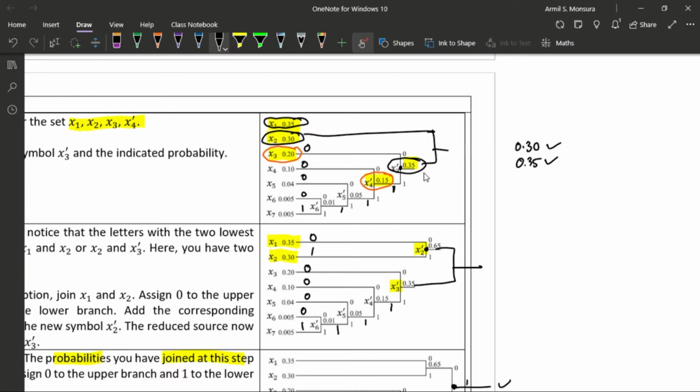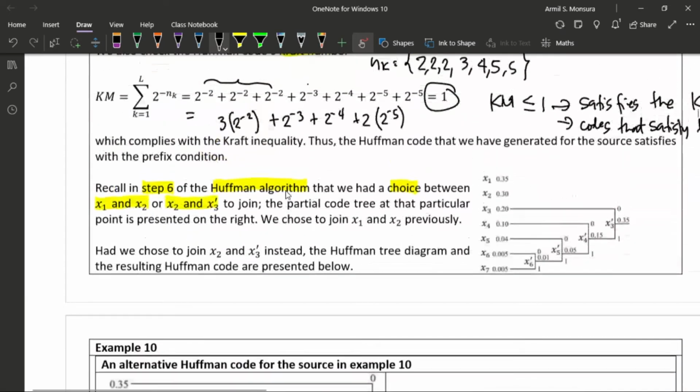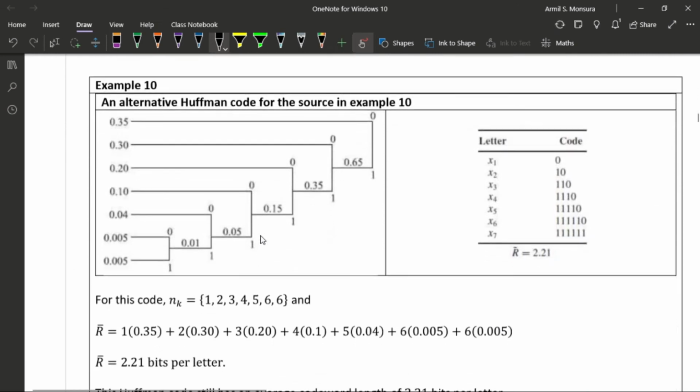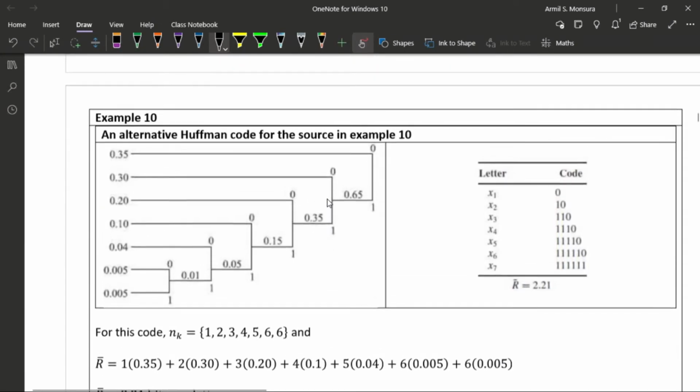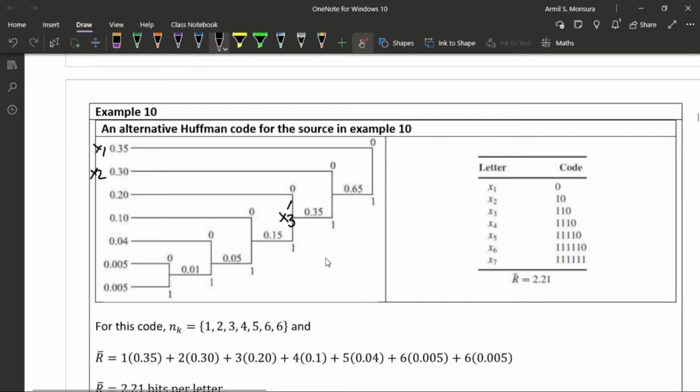So we have chosen to join X1 and X2, that is why our code turned out that way. Now, what if we do the second option? Let us try to synthesize the code using the second option. In this case, this will be our alternative code. If you join X2 and X3 bar, instead of joining x1 and x2, we join the lower probabilities, x2 and x3 bar, which take note is 0.35 and 0.30. That is okay because those are really the two lowest.